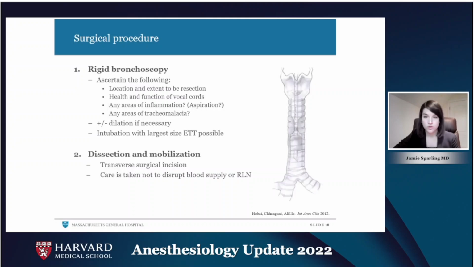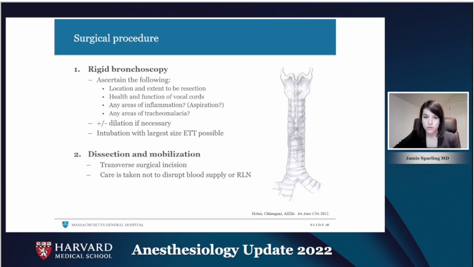Moving on to the surgical procedure itself, the cases start with rigid bronchoscopy to ascertain the location and extent of the tracheal resection, to ensure the health and function of the vocal cords, and to identify any areas of active inflammation which may necessitate deferring the case. It also identifies any areas of tracheal malacia. The surgeon may dilate the trachea at this time, and then we intubate with the largest size endotracheal tube possible.